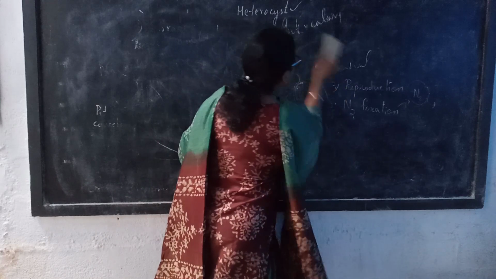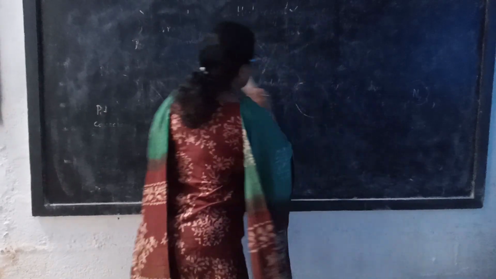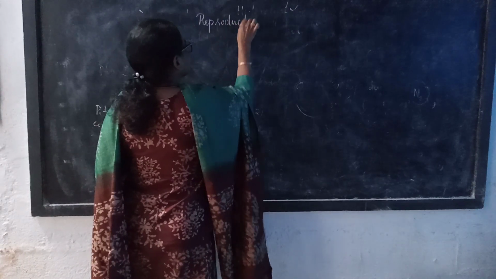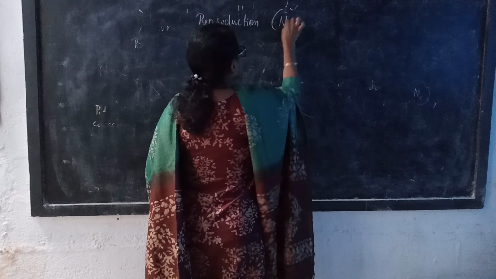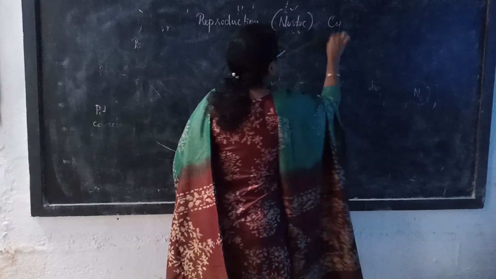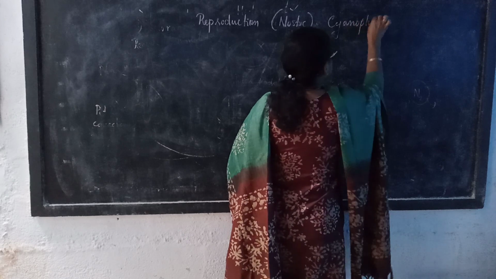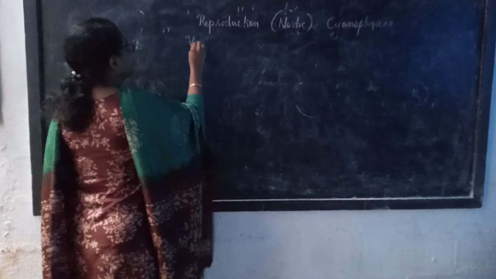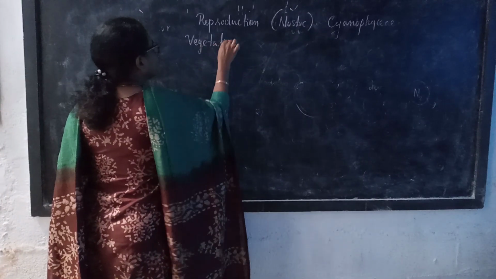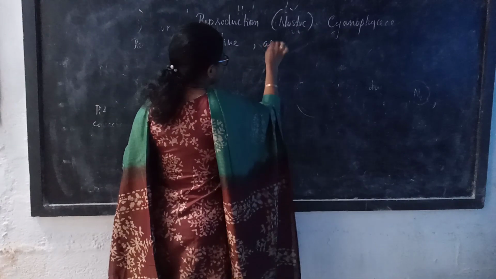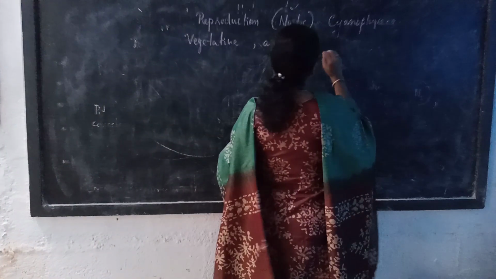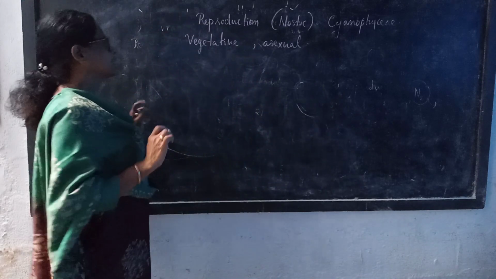Now the next topic, reproduction in Cyanophyceae, the type nostoc and the group Cyanophyceae. Now the Cyanophyceae group reproduces by vegetative methods, and also by asexual methods, some spore formation, but no sexual reproduction. So sexual reproduction is totally absent in Cyanophyceae.